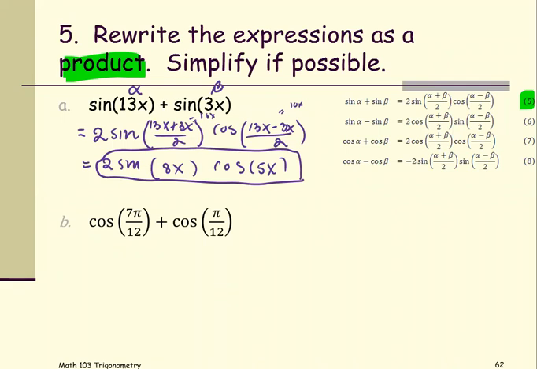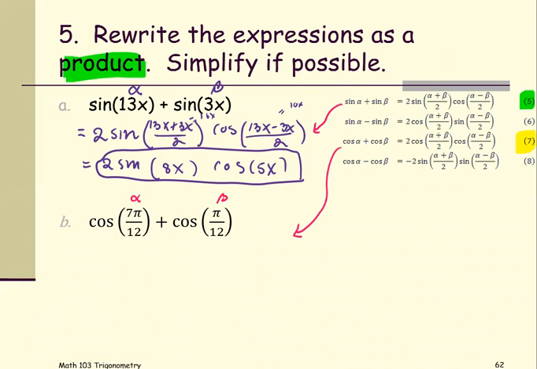The next part, or part B, we have cosine of an angle plus cosine of another angle, which is in the form of cosine plus cosine, which is number 7. Okay, for number 7, I'm going to put a note here. So number 5 is used for part A and number 7 is used for part B, where alpha is 7 pi over 12 and beta is pi over 12.